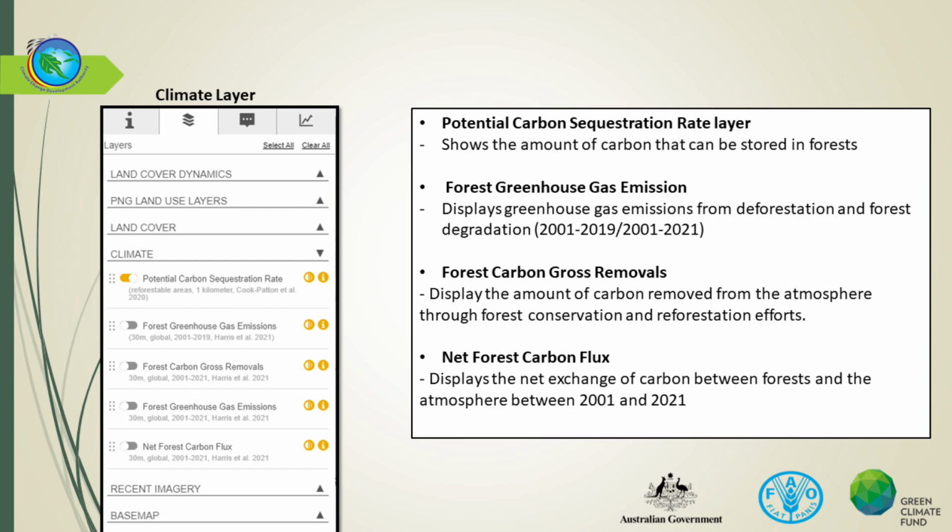Within our climate layer, we have the following layers and their descriptions. The potential carbon sequestration rate layer, which shows the amount of carbon that can be stored in forests. The forest greenhouse gas emission displays greenhouse gas emissions from deforestation and forest degradation from 2001 to 2019 and 2001 to 2021. The forest carbon gross removal displays the amount of carbon removed from the atmosphere through forest conservation and reforestation efforts. And lastly, the net forest carbon flux, which displays the net exchange of carbon between forests and the atmosphere between 2001 and 2021.